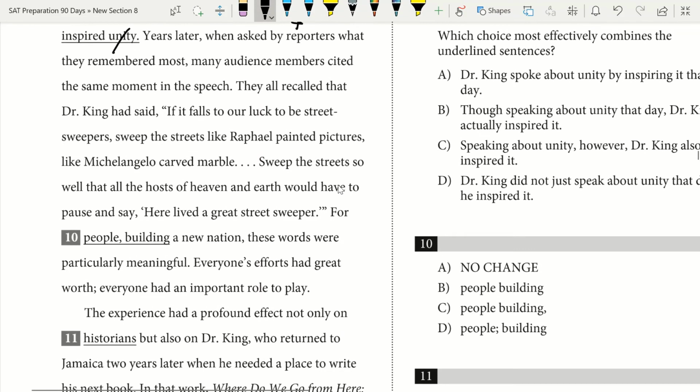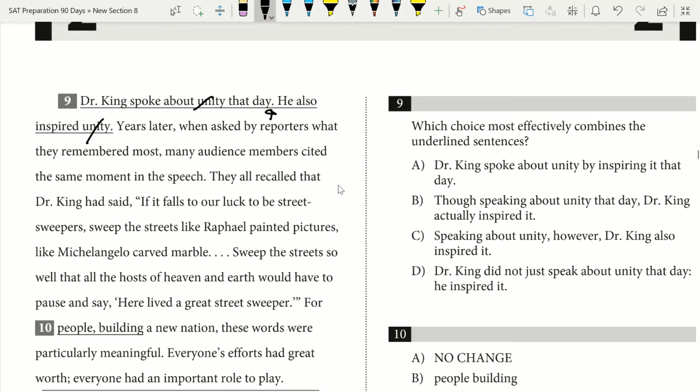So we have A, Dr. King spoke about unity by inspiring it that day. Well, that's not really very strong. If we're saying Dr. King spoke about unity by inspiring it that day, I don't really like this "it" being there, right? By inspiring it that day, that's really a little bit wordy of a way to say it. So him saying that he spoke about unity by inspiring it that day, it's just not a great way to do it grammatically. It's not something that's incorrect grammatically, it just doesn't flow well. So A is going to be incorrect.